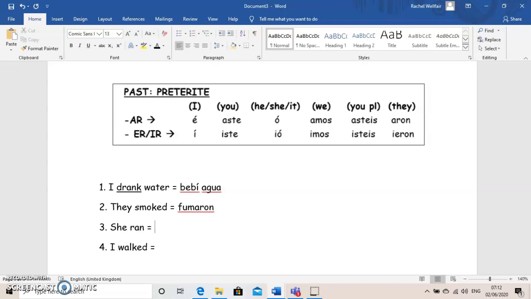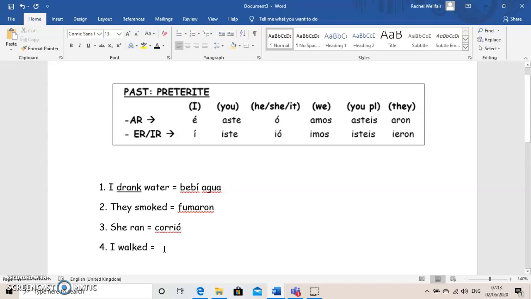She ran. Step 1, find your infinitive, to run. To run is correr. Step 2, I take off those last 2 letters, goodbye. The letters I took off were ER. Then the next step, look who is doing the verb. What's your subject? It is she. So I go from ER all the way across to she, and that shows me my verb ending, ió. All one word, she ran, corrió.